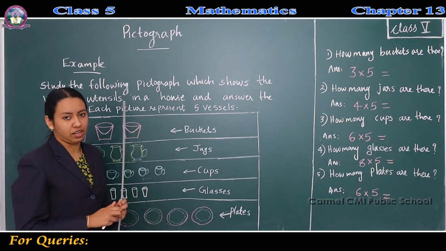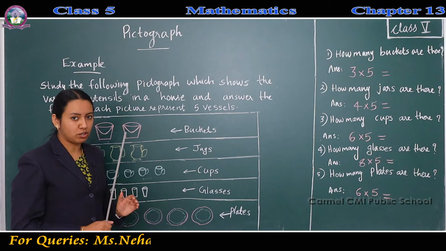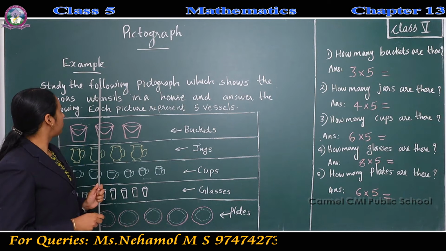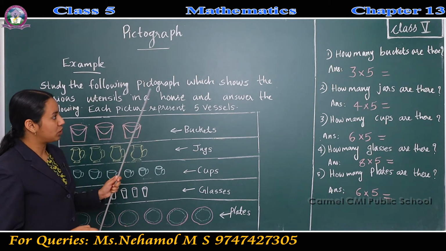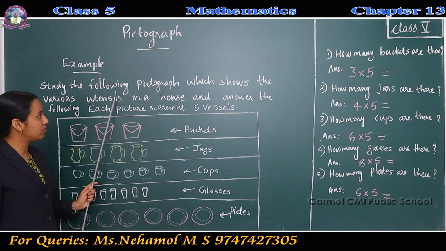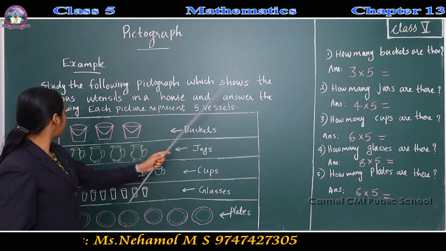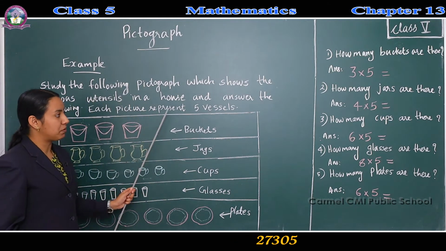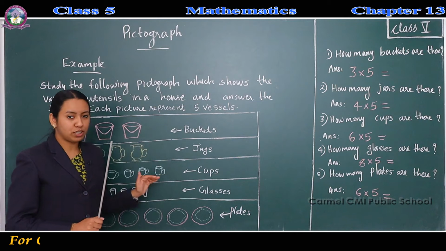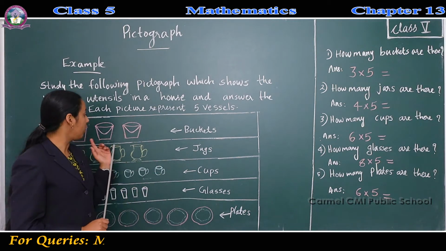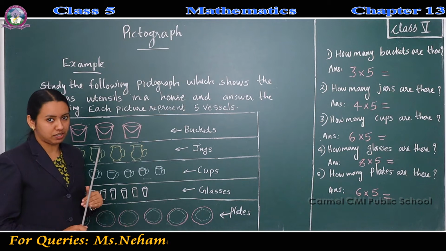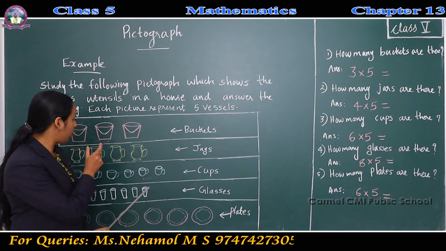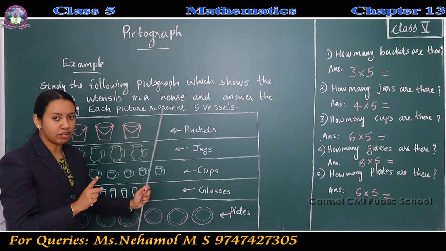First one, pictograph. What is a pictograph? In a pictograph, the data will be in the form of pictures. Then we can go through an example. Study the following pictograph which shows the various utensils in a house and answer the following. Each picture represents 5 vessels. In a pictograph, it is necessary to mention what each picture represents. So one picture is equal to 5 vessels.